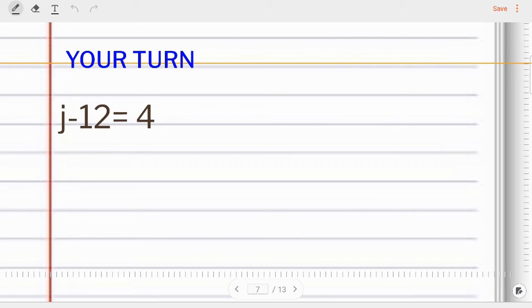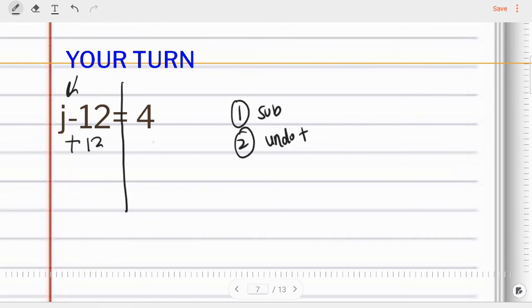Okay, and we're back. Let's go ahead and identify what operation is going on. Subtraction is going on. Step number 2, I'm going to undo with addition. Here's my line. Here's the J. I'm going to undo the subtract 12 by adding 12. J is equal to 16.